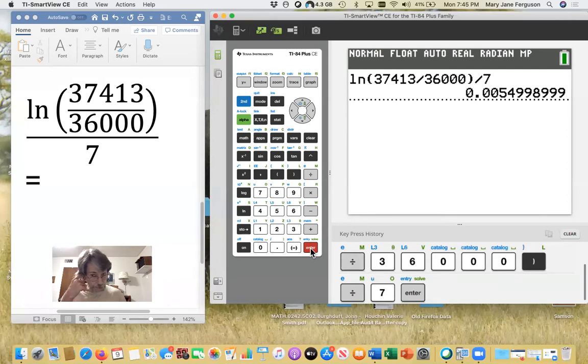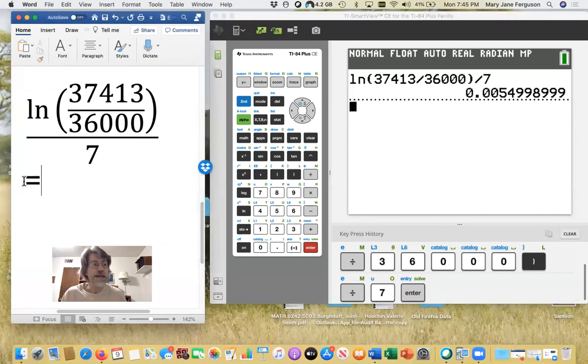Now, most of the time, there'll be some sort of instruction that tells you that they want that rounded off to a certain number of places. Let's say we want to round that off to 4 decimal places. If I do that, then my value for k, actually let me put k over here, my value for k is going to be 0.0055.